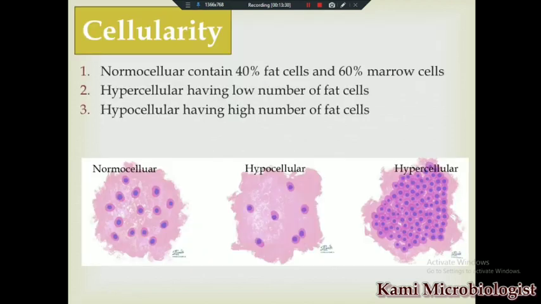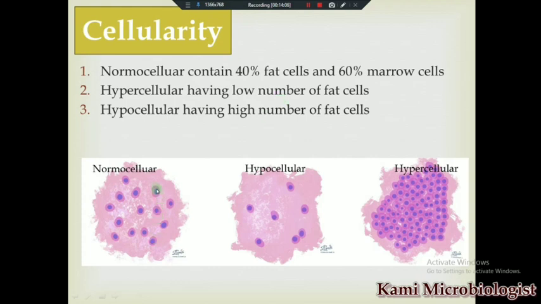First of all, cellularity. Cellularity means the normal size and shape of the cells in the bone marrow. In this case, remember that normocellular contains 40% fat cells and 60% marrow cells. Hypercellular means there will be a low number of fat cells, and if there is a hypocellular condition, it means there will be a high number of fat cells.